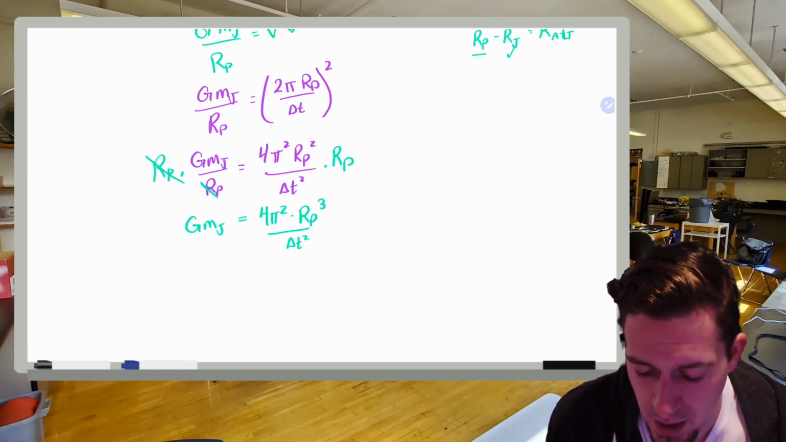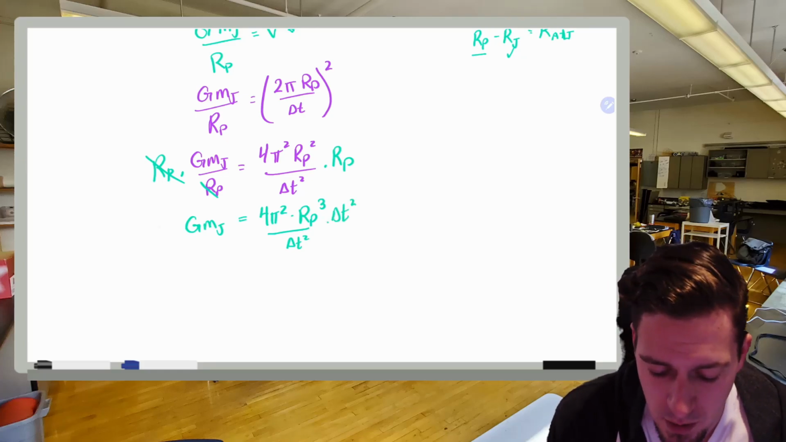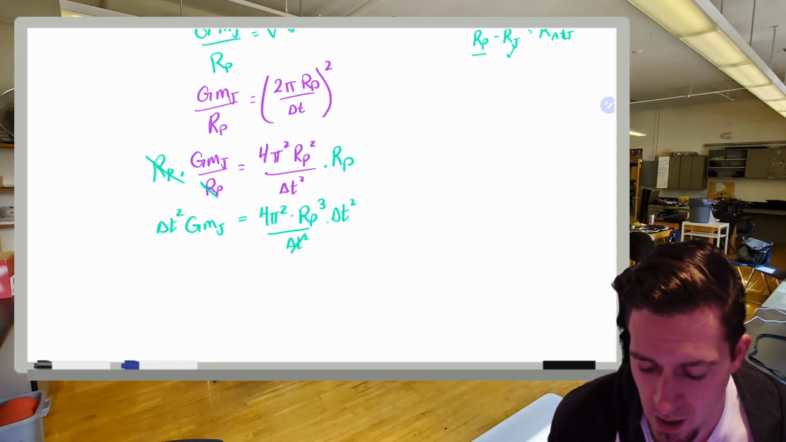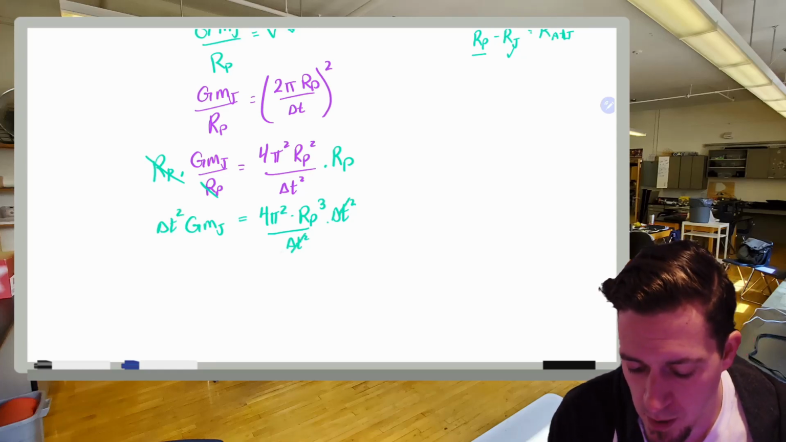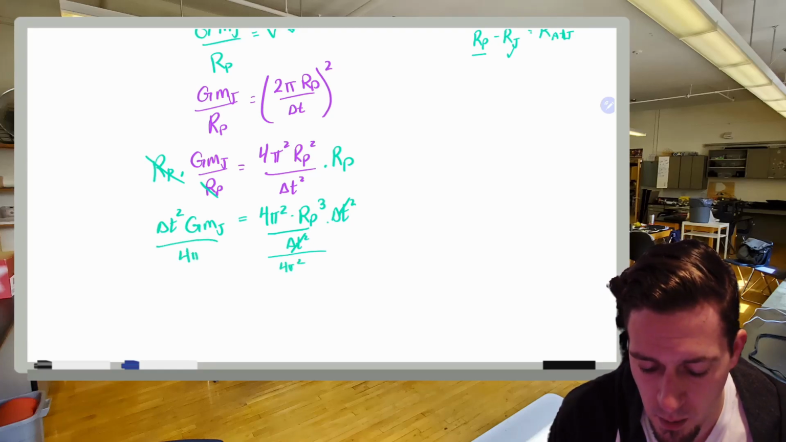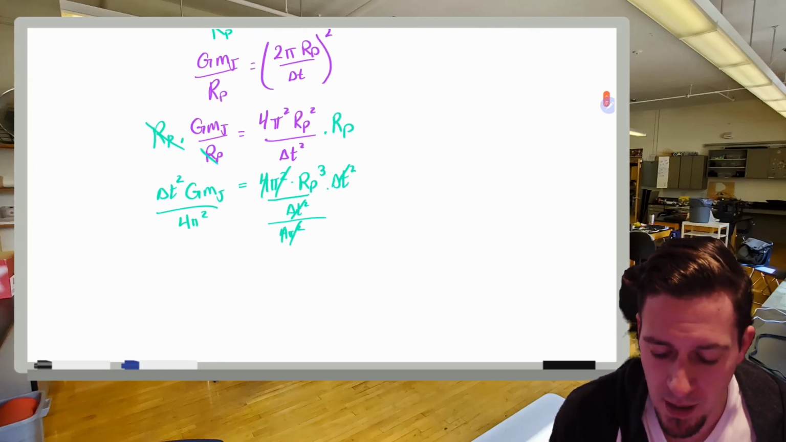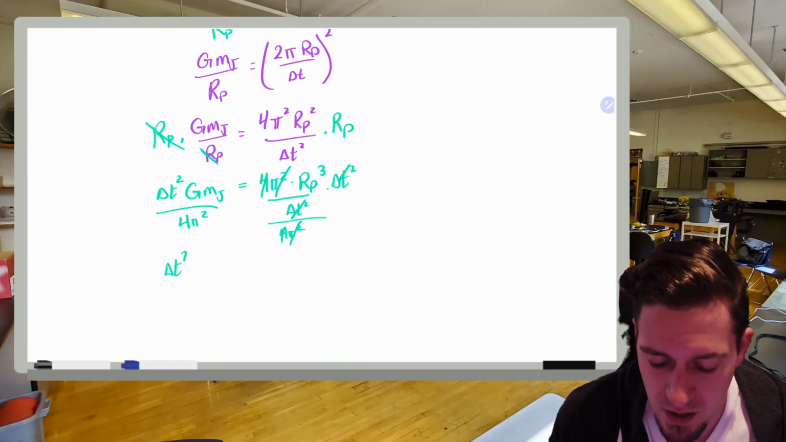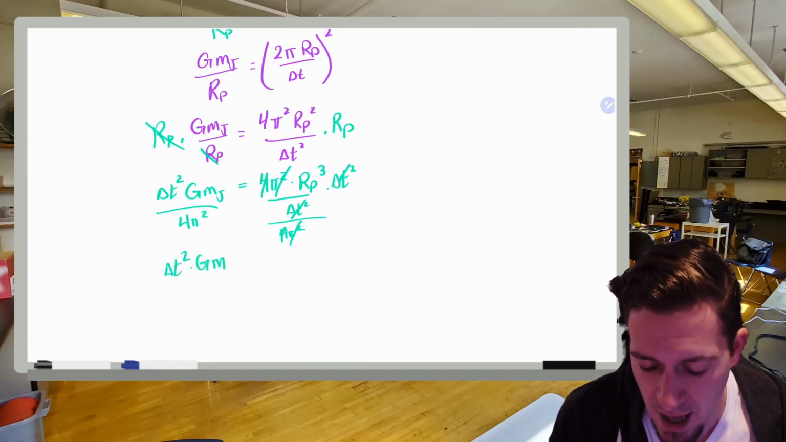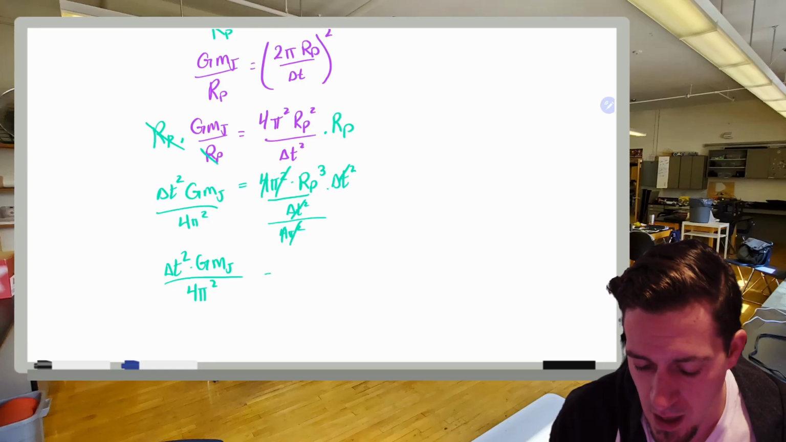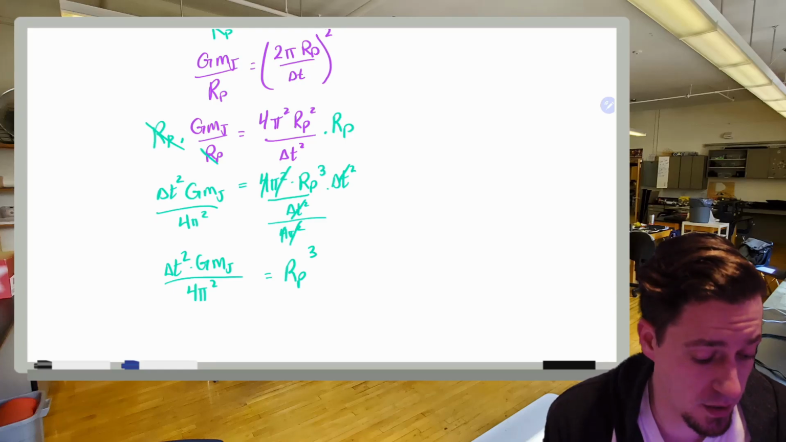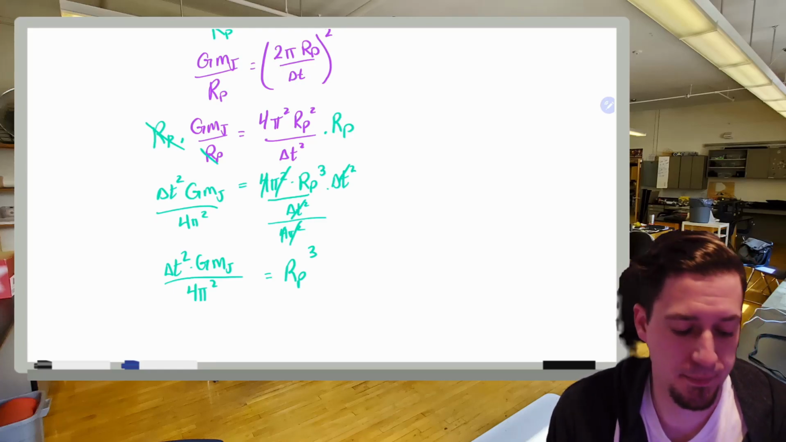I'm trying to get RP alone, right? So I will multiply both sides by delta T squared, so that'll cancel. And then the other algebraic move here is I'm going to divide both sides by 4 pi squared, so the 4 cancels with the 4, pi squared cancels with pi squared. I'm left with delta T squared times big G times MJ divided by 4 pi squared, and this is all equal to RP to the third.